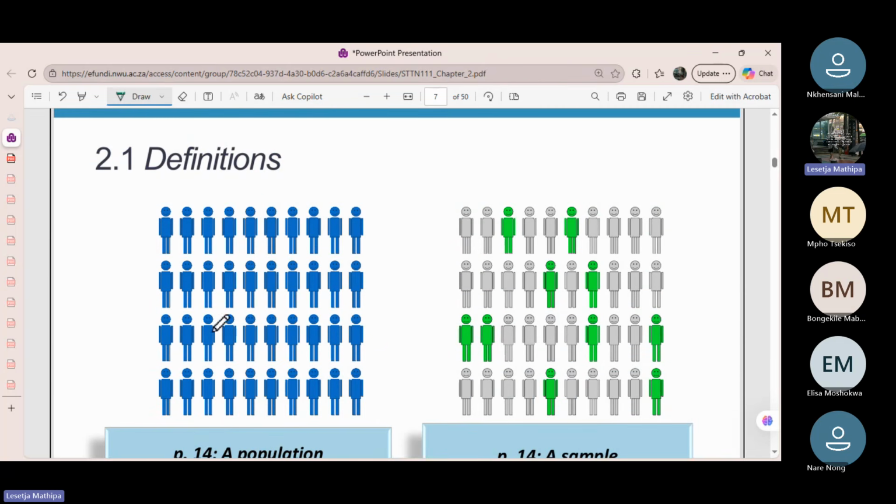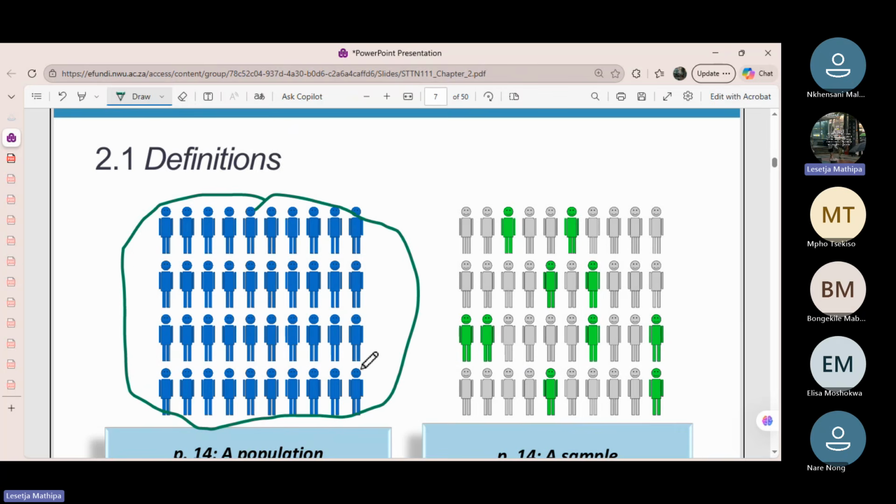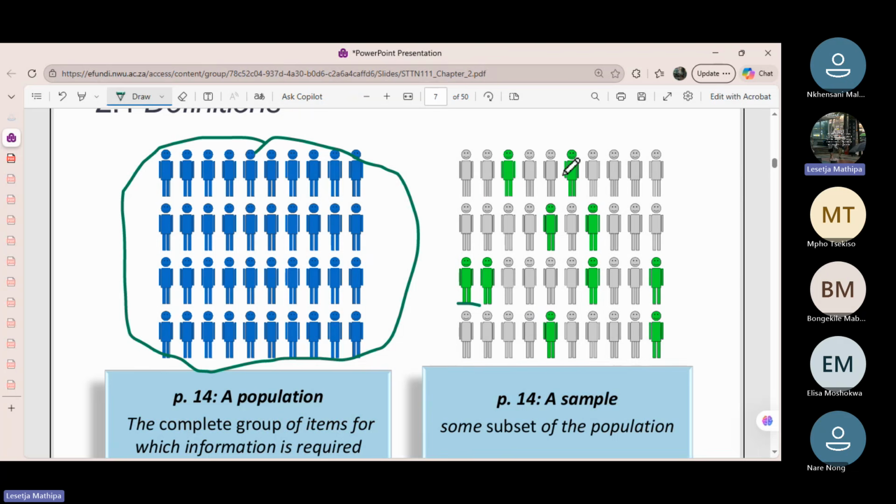So remember, I talked about the population. Out of this population, you are going to take out the samples. You can talk about the sample. You need to understand that when you're given a scenario, you need to identify the population size and also the sample size. If you can do that, then I think you're good to go.